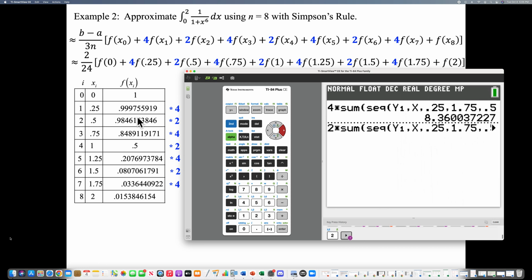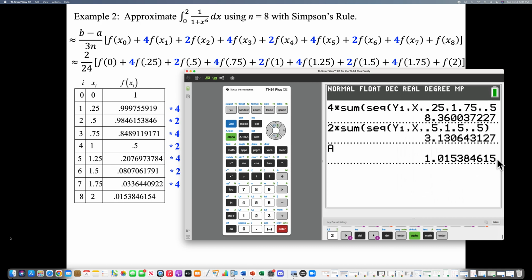And where am I starting at now? I'm starting at 0.5, so let me go to the 2 and delete that, so it's 0.5. Where do I want to end at with my 2's? At 1.5. So let me delete the 7 on the 1.75, delete. And we're still counting by 0.5. 0.5 to 1 to 1.5. So I hit enter. There's that value. And just to make sure, alpha A, that should still be that. Yep, I still have it saved in my calculator.